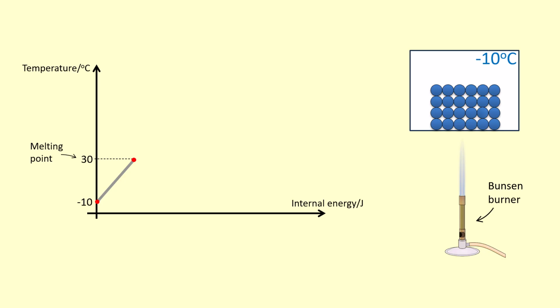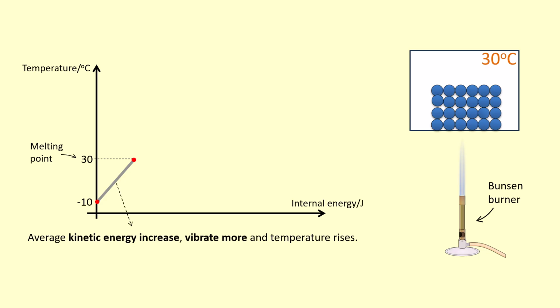What's going on? Why does the temperature increase? At first, the particles are vibrating like this, but as I heat it up to 30 degrees, the particles are going to be vibrating faster. So they've gained kinetic energy. During this section, when the temperature increases, it's the kinetic energy of the particles that increases, and they vibrate more and the temperature increases. But after you've hit that melting point, the temperature actually remains constant like this.